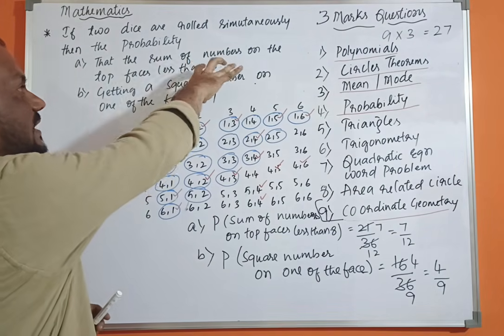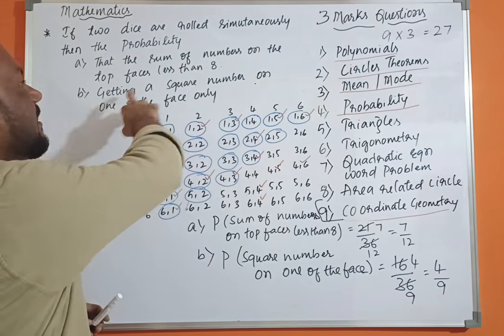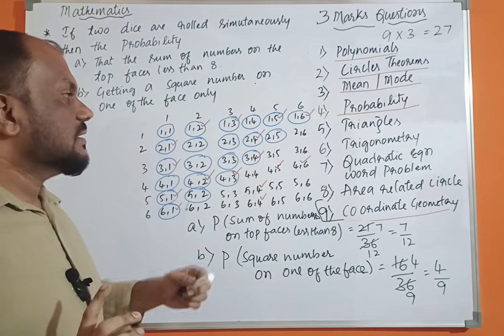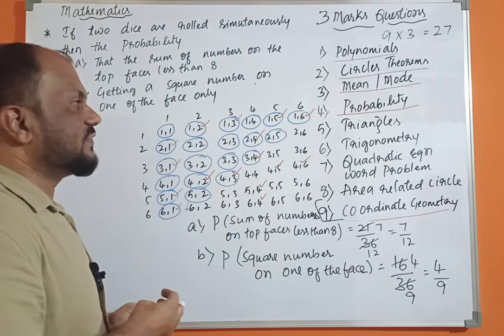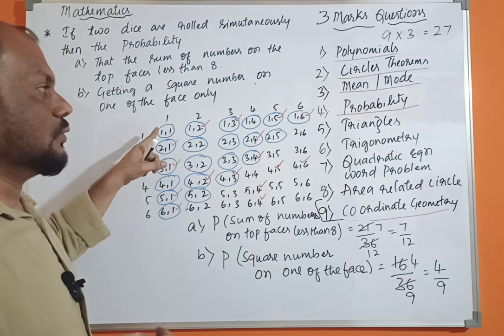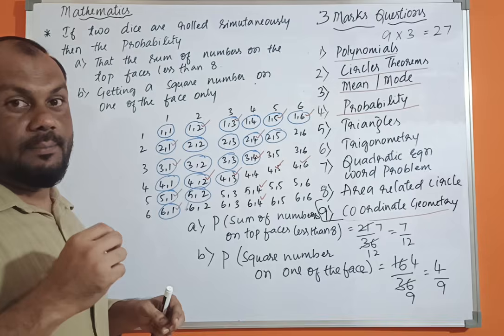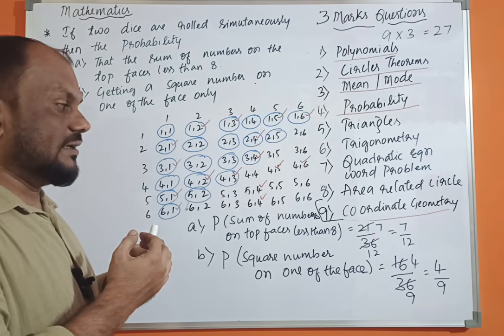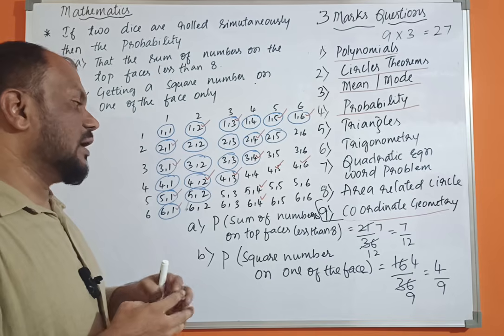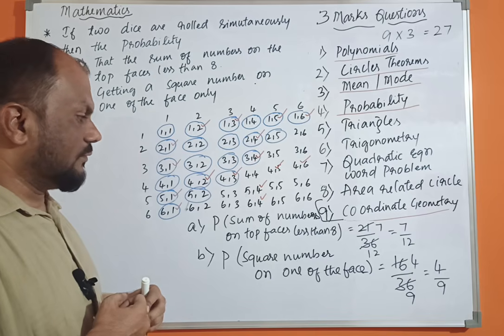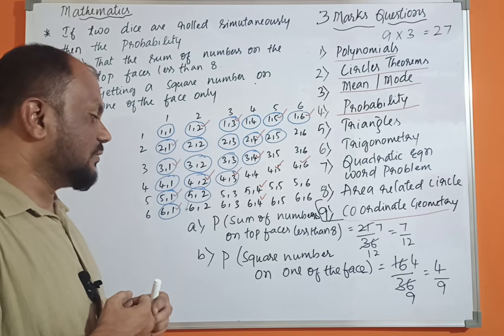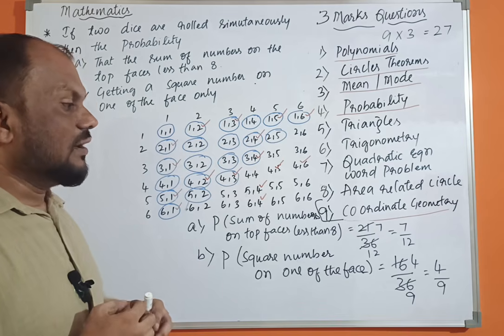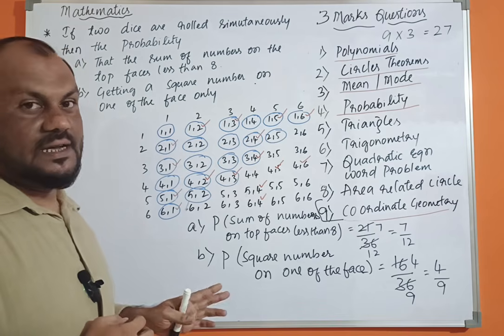Sum on the both faces should be less than 8 and the square number on only one face. I have used different color markers to round up and tick mark, so I can easily count the values. So I got the final answer: P of sum of numbers on the faces less than 8 is 7 by 12, and square number on one face is 4 by 9. So this is your answer.